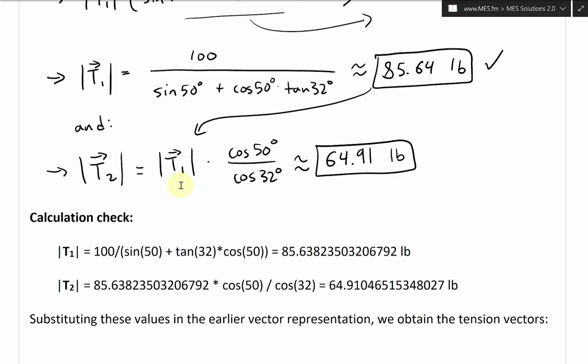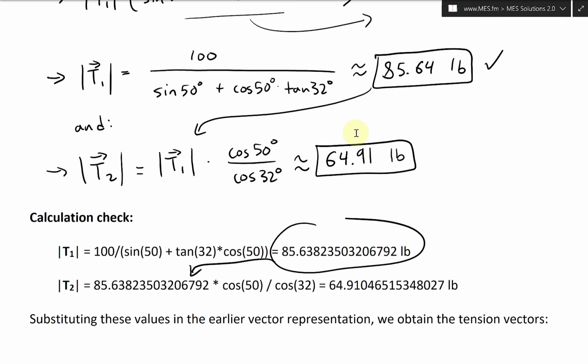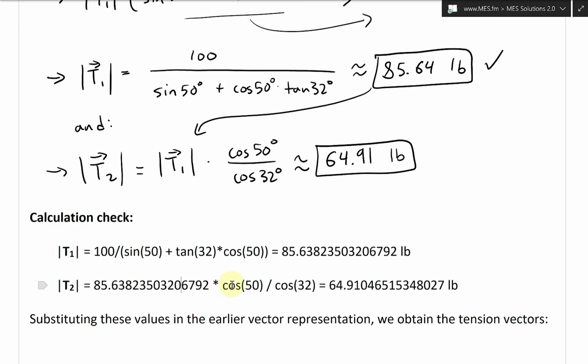Now the next one is right here. So T2 equals. We take our value, I just copied and pasted that whole thing right here, and times it by cosine 50 over cosine 32. And what we get, to show you, press equals space, automatically gives us this. Look at the decimal places, a lot, so 64.910, and you round that over. So this is correct. So the calculation has been checked.